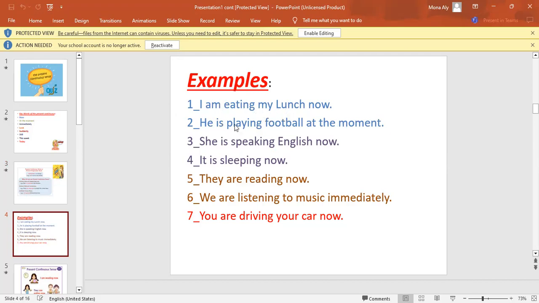Okay? He's playing football at the moment. She's speaking English now. It is sleeping now. They are reading. We are listening to music immediately. You are driving your car now. So these are some examples of the present continuous. So subject plus verb to be plus verb ing. Okay, this is the rule.